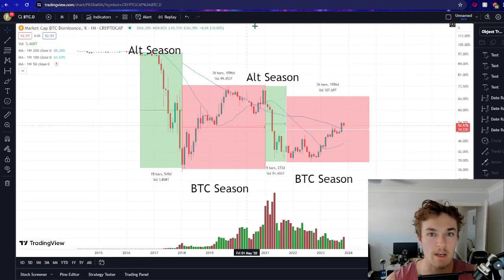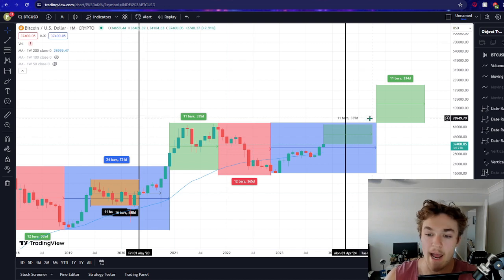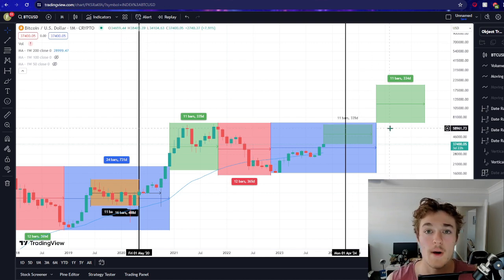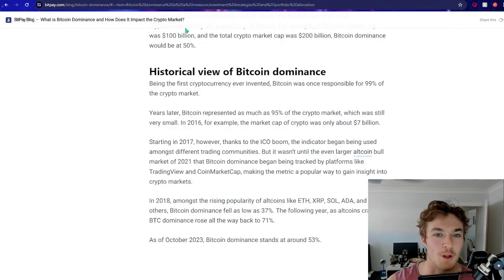And this is how we use Bitcoin dominance. What it is telling us is that right now, Bitcoin is the best investment. But of course, it's not always going to be the best investment. Perhaps in a year or so, we will likely see altcoin season, meaning that altcoins are the best investment. So hopefully that all made sense to you guys. I won't ramble on any longer.